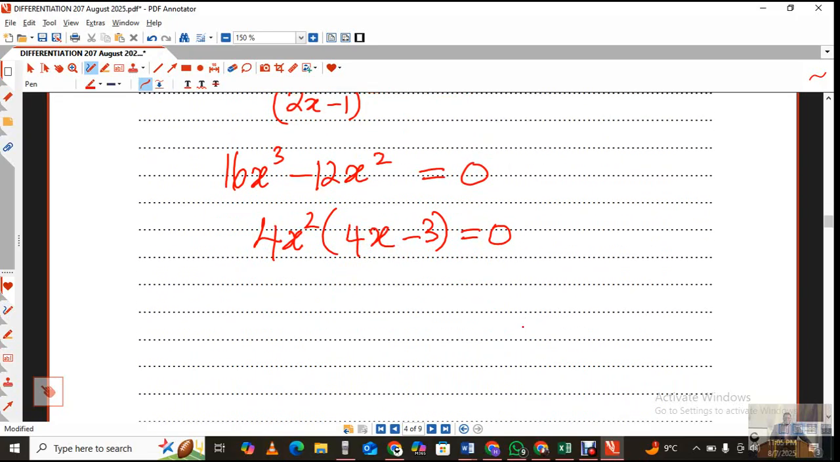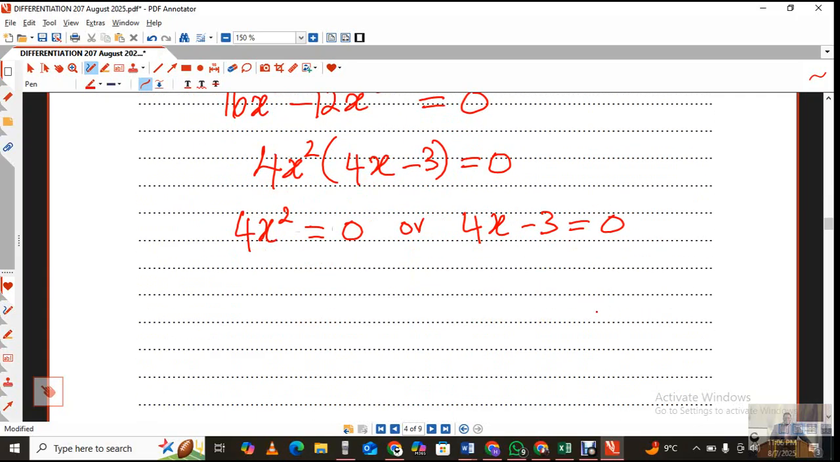If you have the product of two things giving you 0, it implies that one or the other is equal to 0. Let's write that neatly. From here, I expect you to be able to solve this linear equation. In this case, x will equal 0, or x is going to be 3/4.